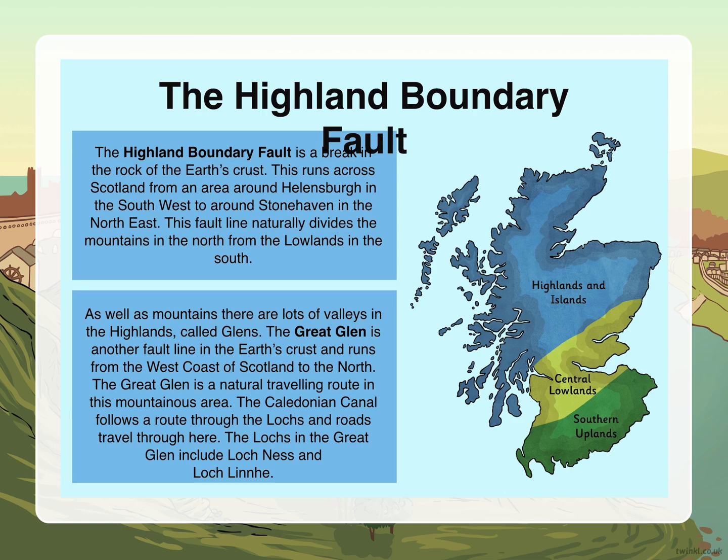As well as mountains, there are lots of valleys in the Highlands called glens. The Great Glen is another fault line in the Earth's crust and runs from the west coast of Scotland to the north. The Great Glen is a natural travelling route in the mountains area. The Caledonian Canal follows a route through the lochs and rivers. The lochs in the Great Glen include Loch Ness and Loch Lochy.